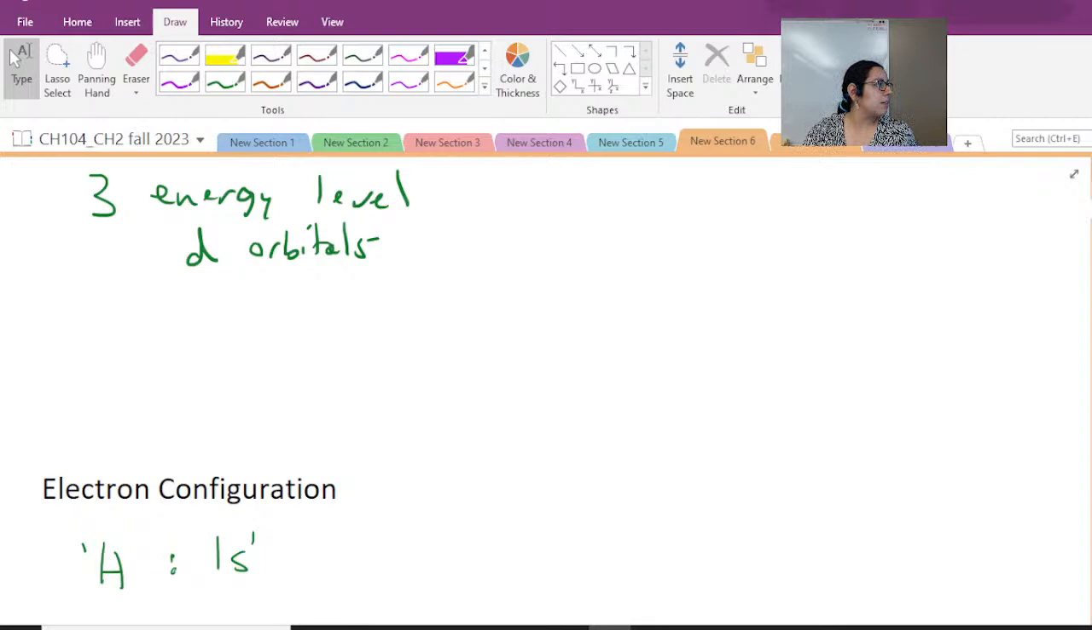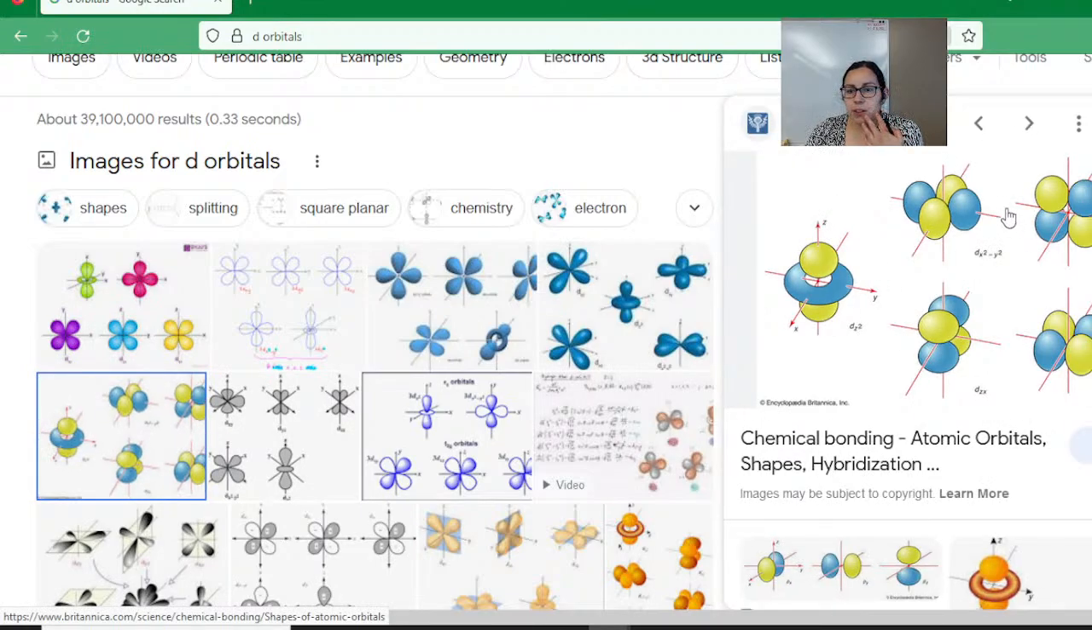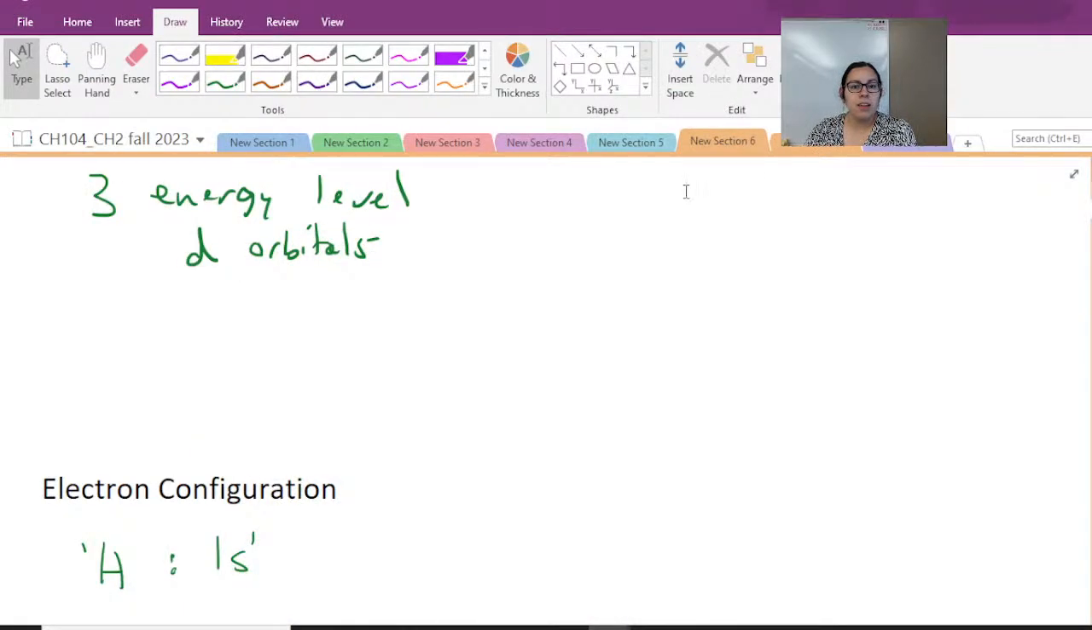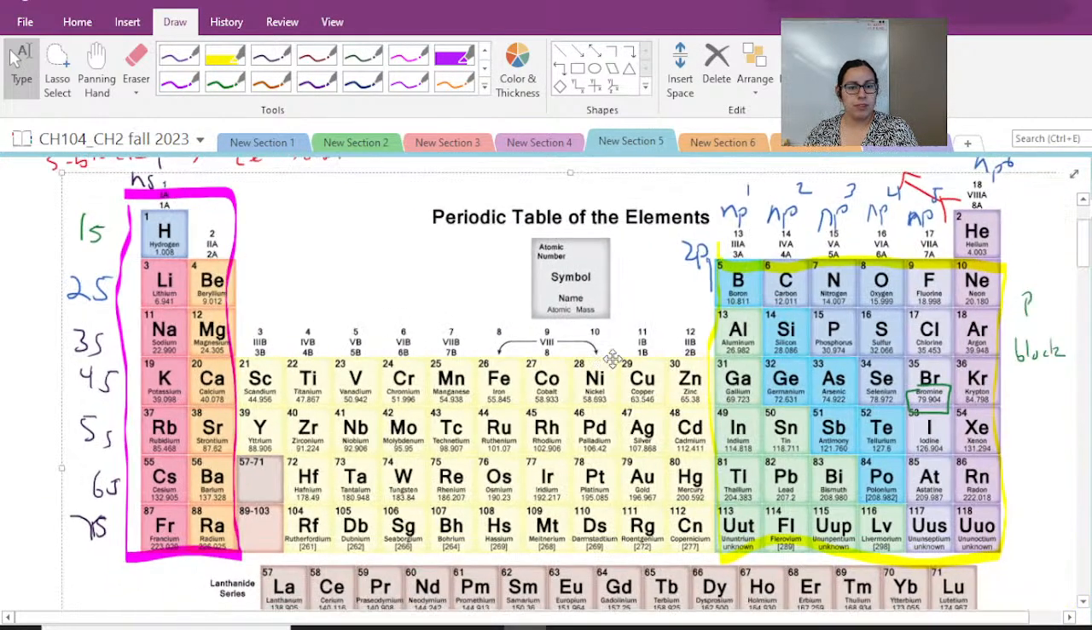And I guess let's at least look at a picture before I start drawing them out. So d orbitals, I might still draw them out to show you, but it's better to show a picture. And so what you want to take away, there are 5 d orbitals, and each one of those suborbitals holds 2 electrons. And so let's look at the periodic table.